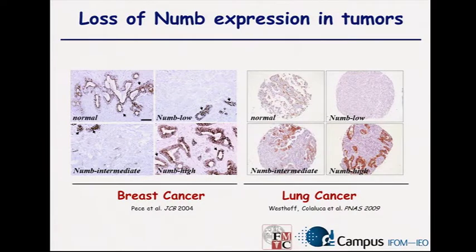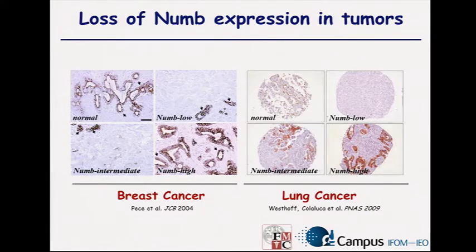Now, we got interested in NUMB for several reasons. One is because we proved many years ago that it's an endocytic protein, and my lab has been historically interested in attenuation of signaling, but mostly because we showed that actually NUMB is lost in many tumors, and in many tumors of high relevance. NUMB expression is lost in almost 30% of breast cancers, and is lost in almost 30% of lung cancers. I will concentrate on breast today.